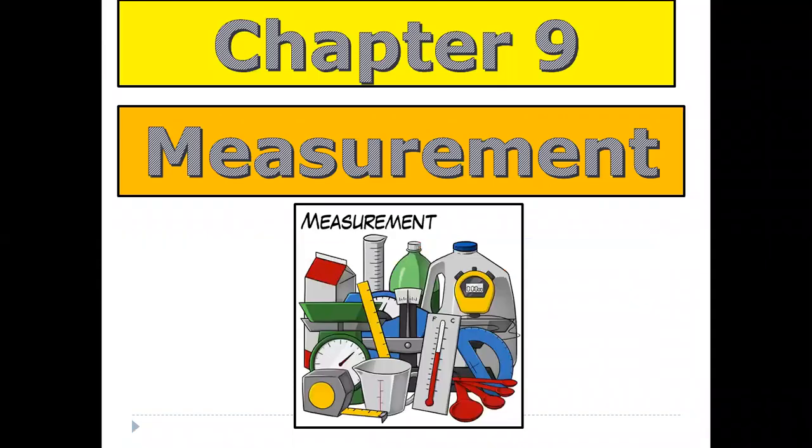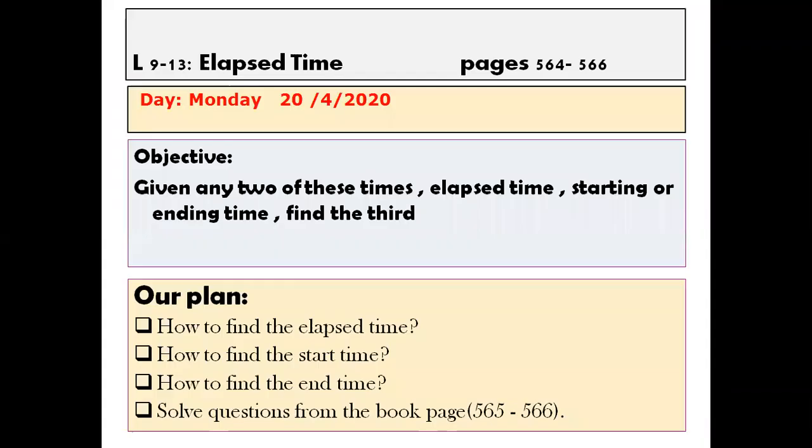We are still in chapter 9 about the measurements. Our new lesson is lesson 13 of unit 9, which is about the elapsed time. The lesson is on pages 564 and 566.